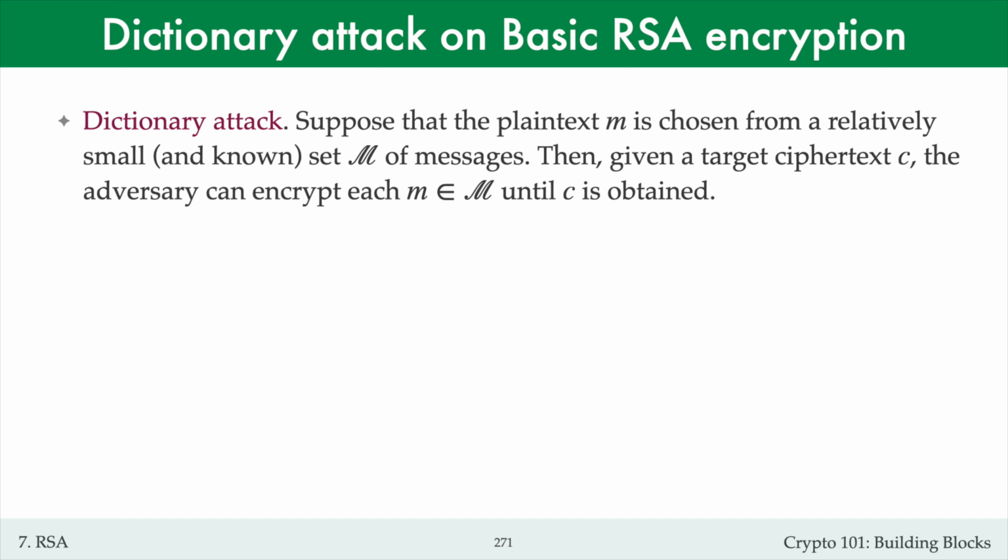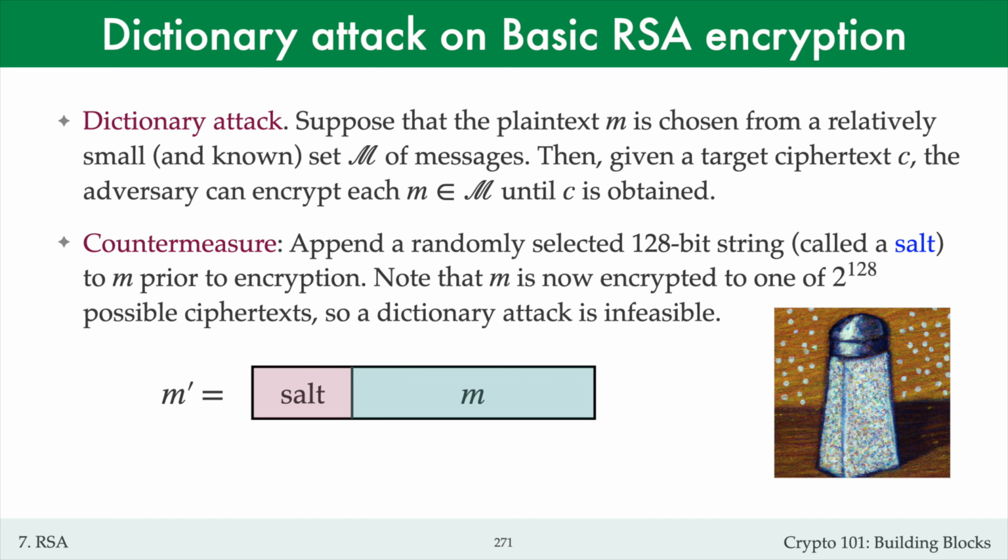Bob obtained. A countermeasure to dictionary attacks is to append a randomly selected string of sufficient length, for example 128 bits, to the plaintext M prior to encryption. This string is called a salt. The salt is appended to the plaintext, and the salted plaintext is what is encrypted with RSA.